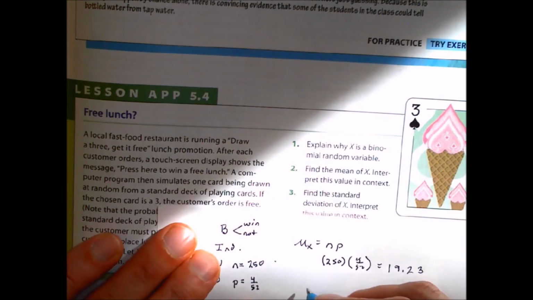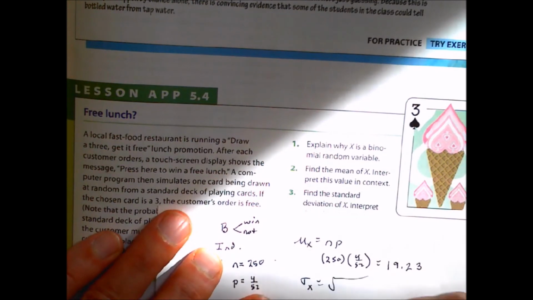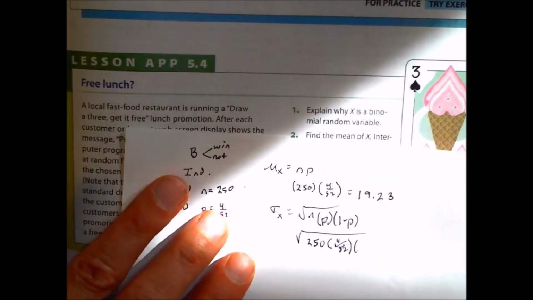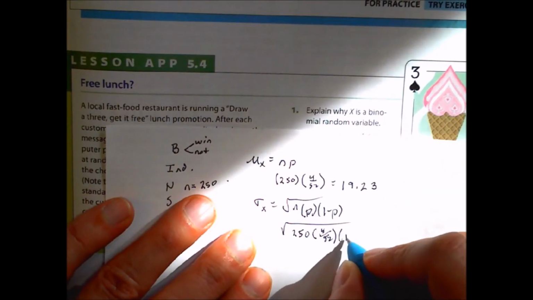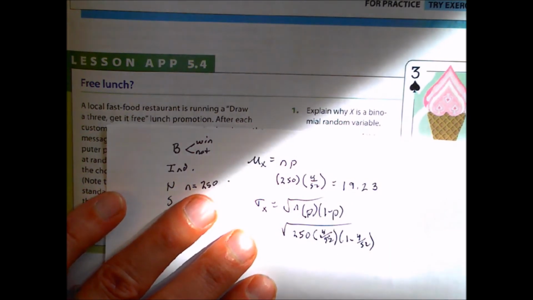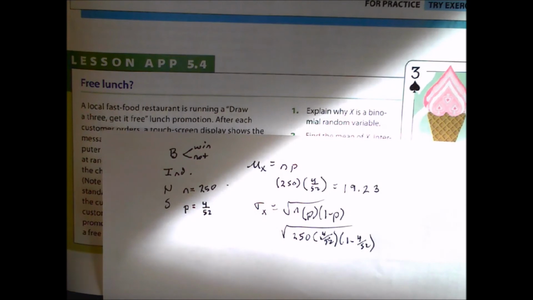Find the standard deviation of x. It's the square root of n times p times 1 minus p. So in this case, n is 250 people. The probability was 4 out of 52. Anyway, let me move it all up here. And the probability of 1 minus that, you could write it as 1 minus 4 over 52, or you could say it's 48 out of 52. Either way.